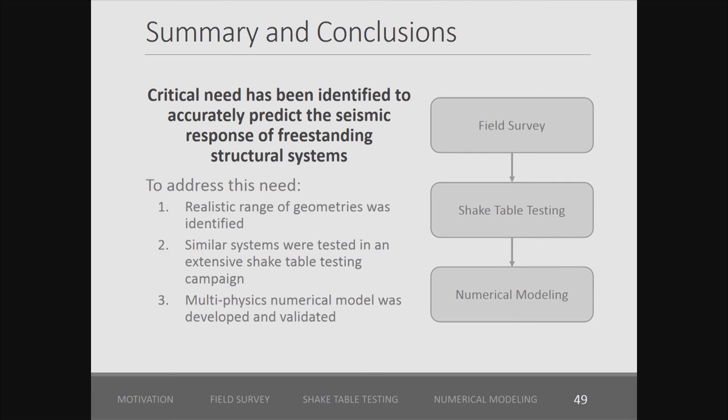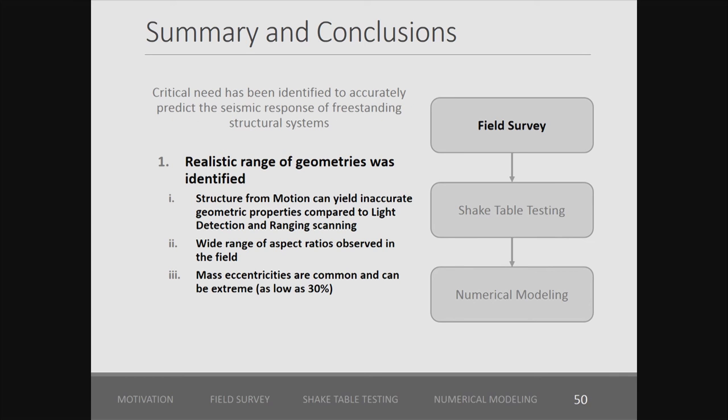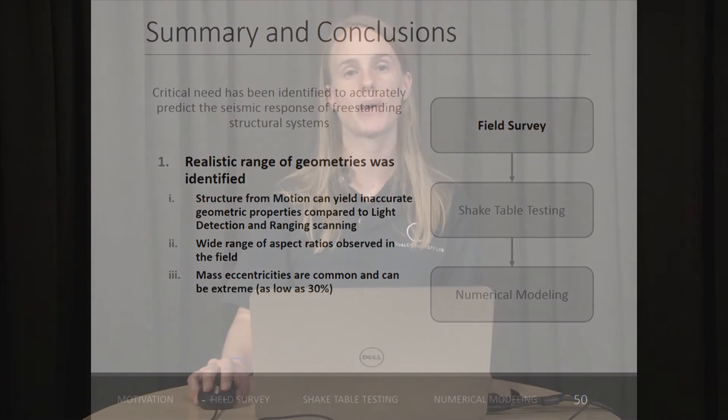And so in summary, a critical need was identified to accurately predict the seismic response of freestanding structural systems. And to address this need, three primary objectives were outlined and addressed in this dissertation. The first was to identify a realistic range of anticipated geometries for freestanding systems. This was conducted through a field survey of 25 large, complex statue pedestal systems. The results of this field survey emphasize the inability of structure from motion, or SFM, to yield highly accurate geometric parameters, which are needed for a rocking or a freestanding type of analysis.